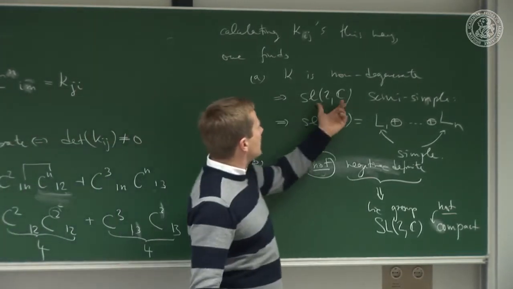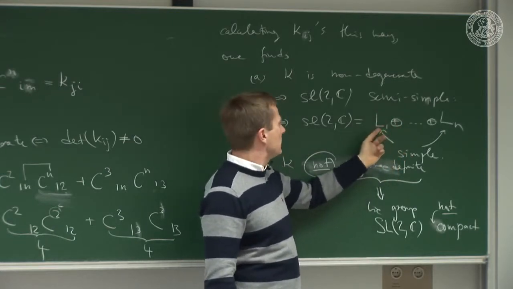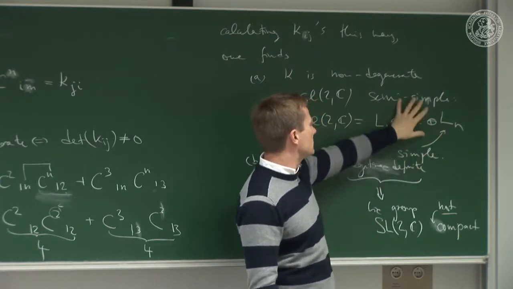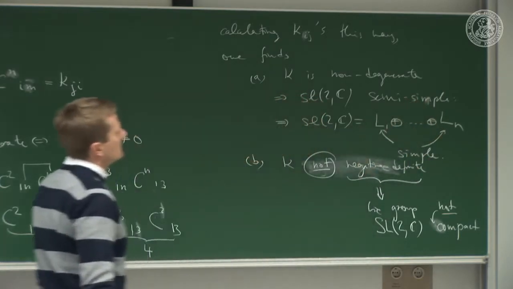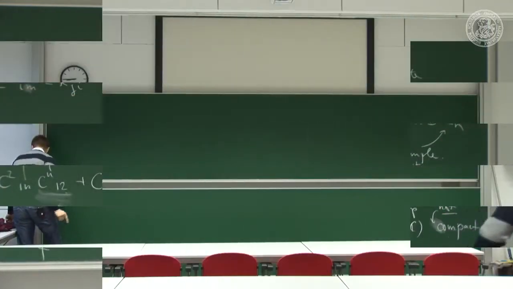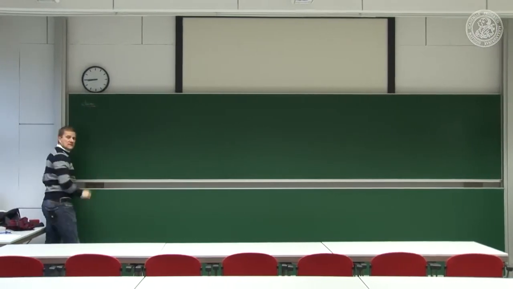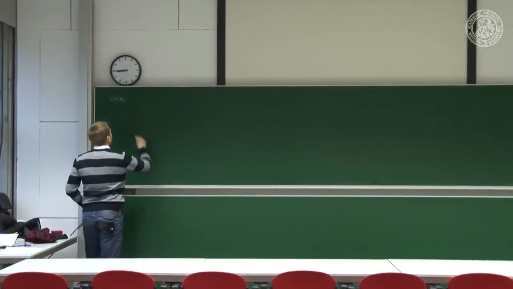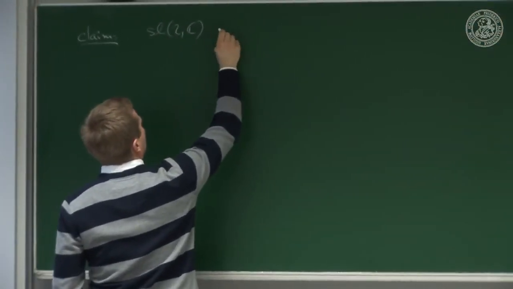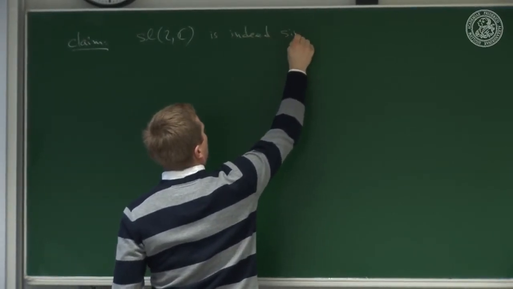All right, so we saw that SL2C is semi-simple. The question is, is it already simple? So is SL2C really still decomposable into simple algebras, or is it already just only one summand? So the claim here is, yes, indeed, the SL2C Lie algebra is already simple. Not only semi-simple, it is indeed simple.